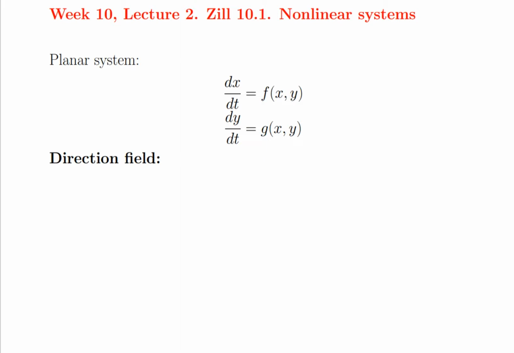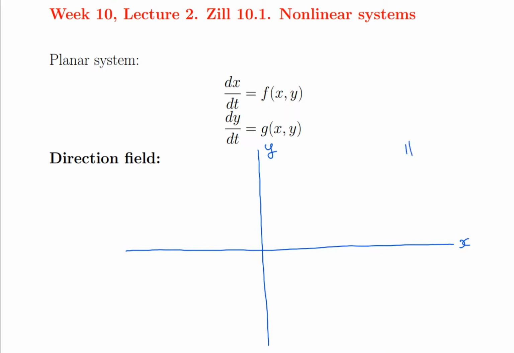So a two-dimensional planar autonomous system: dx/dt equals f of x and y, dy/dt equals g of x and y. What can I do with this to get an idea about the phase portrait without actually solving those differential equations, which may not be possible? So one thing you can do is sketch the direction field, just as we've done before. We did it for a single differential equation before, but you can also do it when your phase space is two-dimensional.